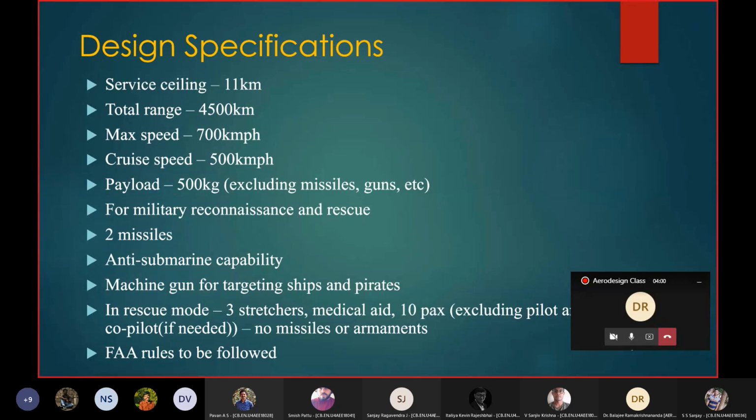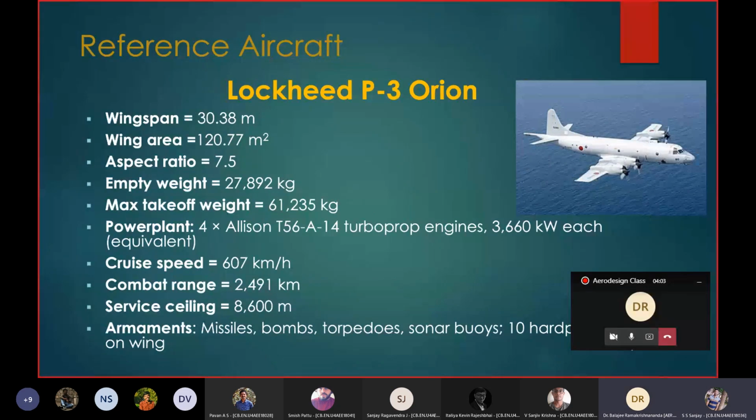So this is the reference aircraft, the maritime patrol aircraft that we have used. I mean, the data we have taken from this aircraft as a reference to estimate the takeoff weight. So this is the P3 Orion.